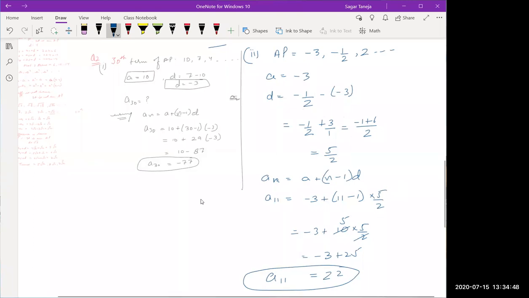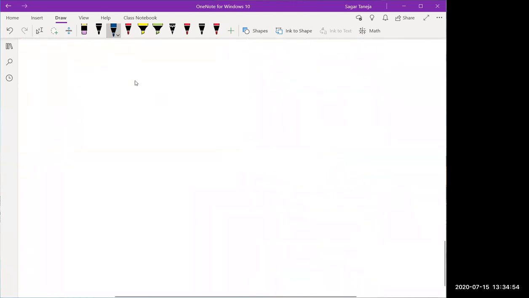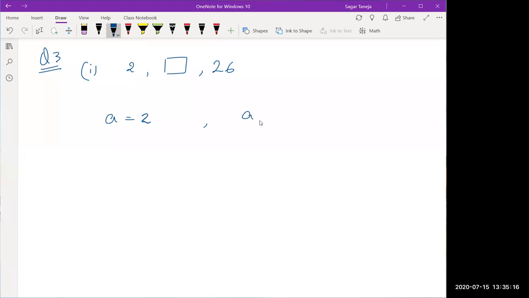Okay, so we are doing question number 3 now. Let us do 1 or 2 parts, then we have very little time now, 5 minutes only. Question number 3: in the following AP, find the missing terms in the boxes. It is given like this: 2, then there is a box, then it is 26. So what is given in the question? The first term is given 2, and the third term is given 26.